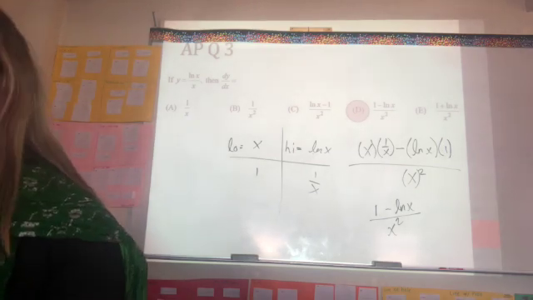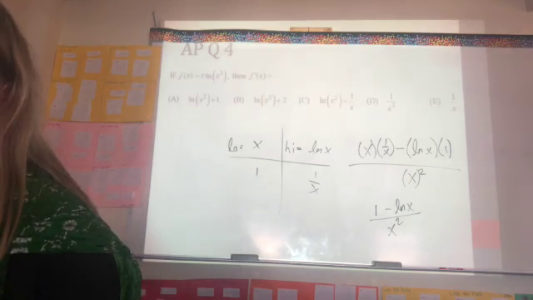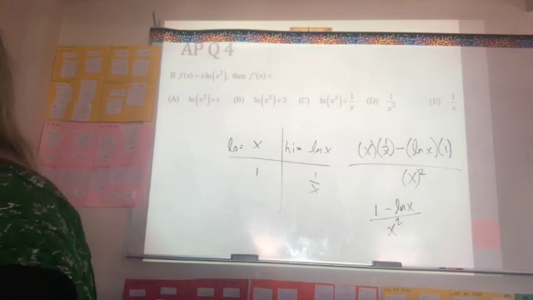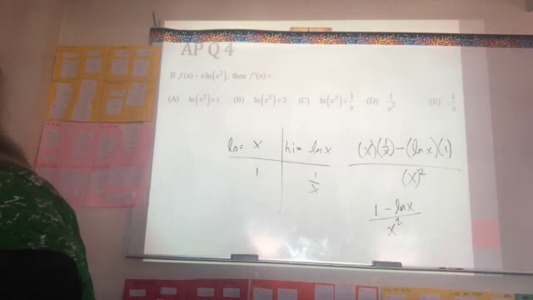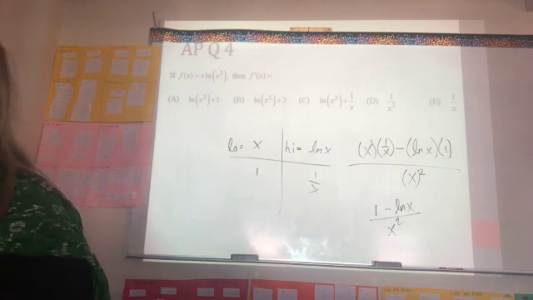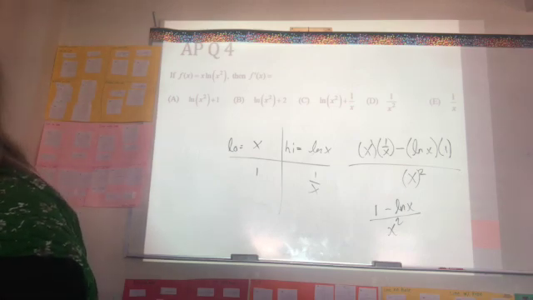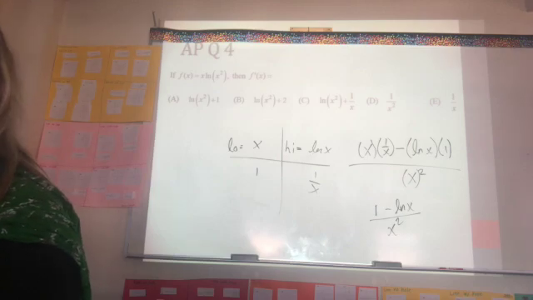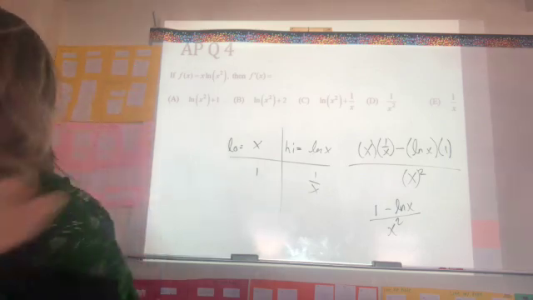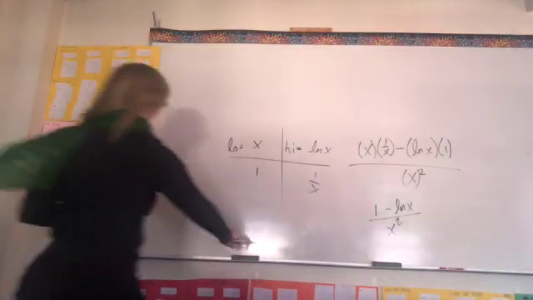All right, you ready to move on? Yeah. All right, APQ 4. Same thing. What rule am I thinking? Product rule, because there's multiplication and there's an x in multiple places. So set up the product rule, u dv plus v du. x is u. And then v is ln of x squared.